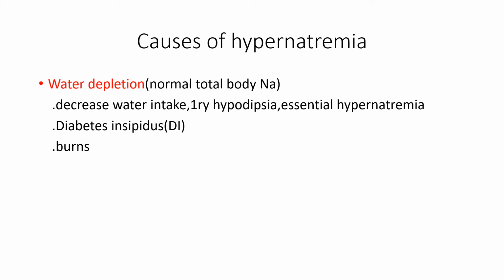Another cause of hypernatremia is water depletion. And here we have normal total body sodium. And this occurs due to decreased water intake, primary hypodipsia, essential hypernatremia. Second, due to diabetes insipidus, and finally in burns.